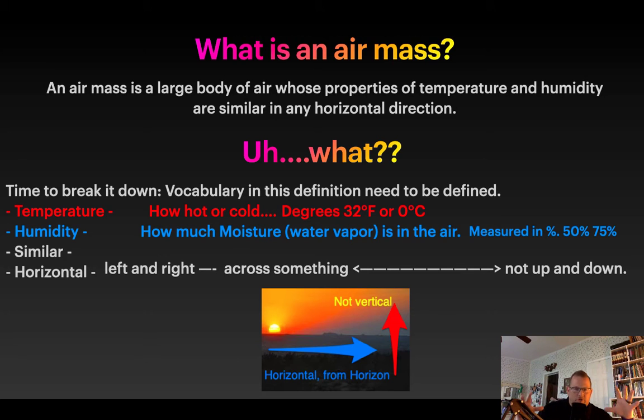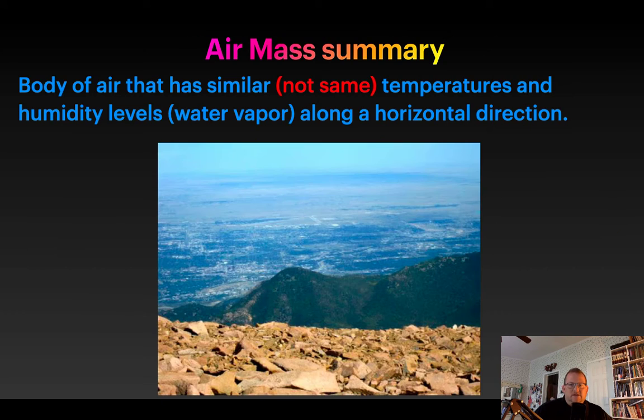So the air mass that's over central North Carolina, the air that's in Concord, the temperature, the humidity levels that are in Concord, Charlotte, Mount Pleasant, Landis, China Grove, Salisbury, those air masses are one big air mass. The temperatures are the same across that land, and the humidity levels are similar. So that's what an air mass is. Quick summary: a body of air that has similar, not the same, temperatures and humidity levels. That's the water vapor that's in the air along a horizontal direction.